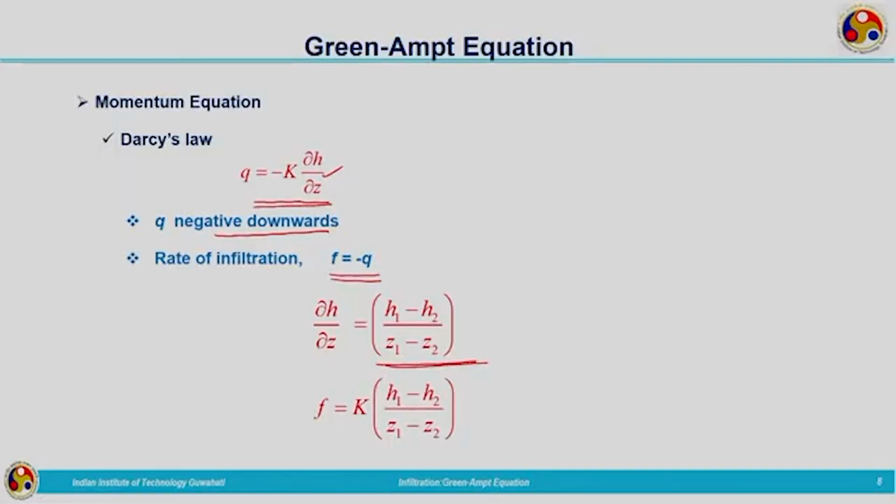Now, we need to find the representations for H1, H2, Z1, Z2. Here we are rewriting Darcy's equation, where Q is substituted as minus f. Minus is there on both sides, so the minus gets cancelled, and f takes the form K multiplied by H1 minus H2 divided by Z1 minus Z2. This is the equation for infiltration rate. Small f represents the infiltration rate. So, we got the infiltration rate equation from Darcy's law.